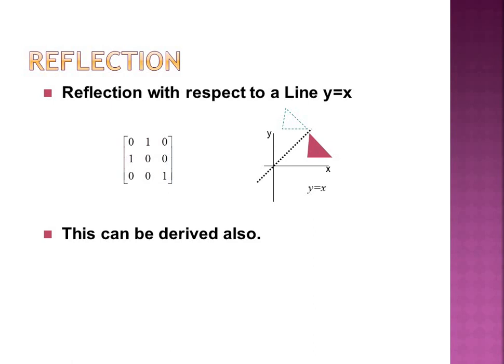First of all, we will consider the line y equal to x, which is a diagonal line. Reflection can be performed with respect to this line, and the standard matrix is given as 0, 1, 0; 1, 0, 0; and 0, 0, 1. By applying this reflection matrix on an object, we can reflect the object about the diagonal line y equal to x. But we can also derive this reflection matrix from the previous matrices that we have already studied.